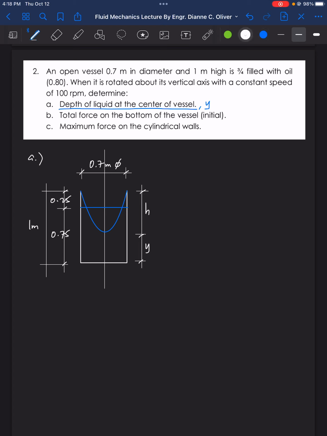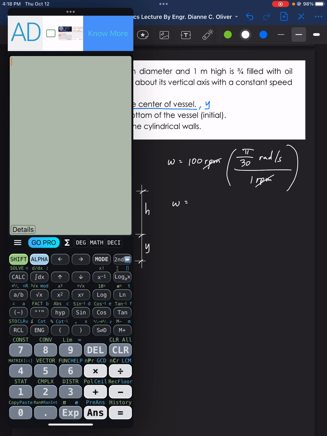So now, the y first, the omega first. Omega is 100 RPM multiplied with pi over 30 rad per second in every 1 RPM. So the RPM cancels here. So omega is equal to 100 times pi over 30, so 10.47 rad per second.